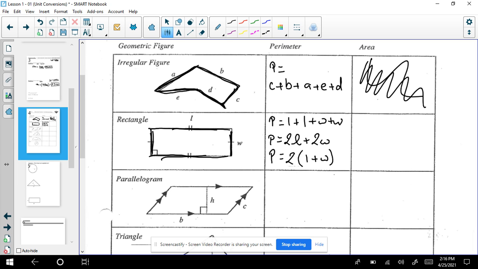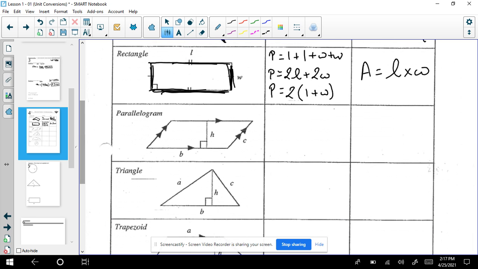Okay, so our area for a rectangle is always our length times width. So I would write area equals length times width. Perfect. So for a parallelogram, I'm really glad that these actually have the names of these on them, because I blanked when I was looking at some of the figures.